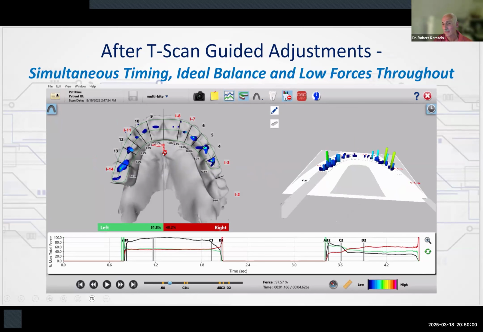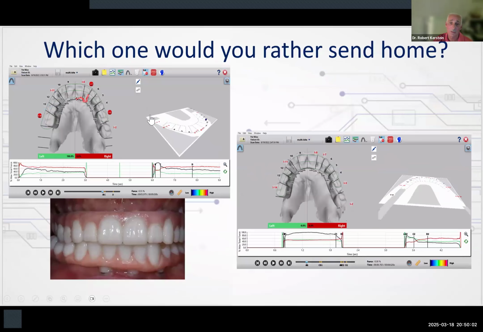That's a much more effective way to send the patient home. In other words, which one would you rather send home? The one that's timed poorly and toggles the prosthesis back and forth and unscrews the case, or one which quickly balances and seats the case every time the patient bites down, right?